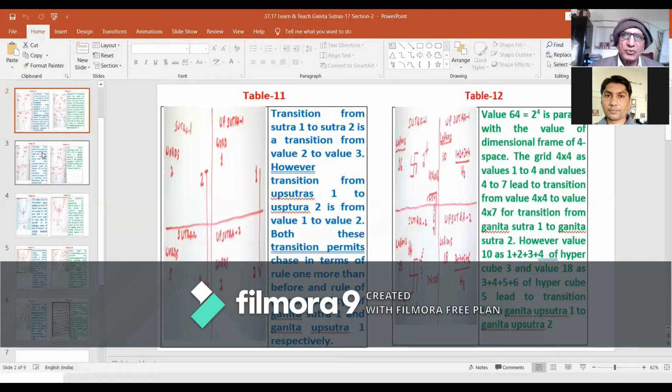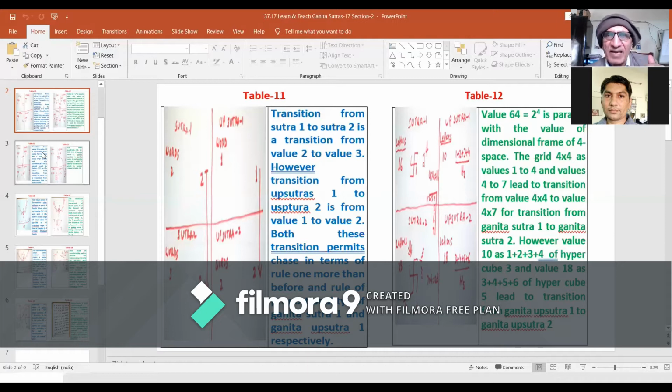Table 12 is taking us to the transition in the light of the number of letters of the texts of Ganita Sutra 1, Ganita Upsutra 1, Ganita Sutra 2, and Ganita Upsutra 2. The Ganita Sutra 1 is a scripture of 11 letters, while Ganita Sutra 2 is a scripture of 28 letters. On the other hand, Ganita Upsutra 1 is a composition of 10 letters, while Ganita Upsutra 2 is a composition of 18 letters.